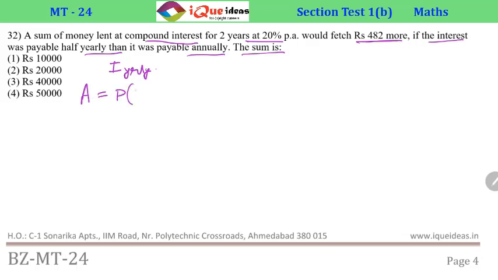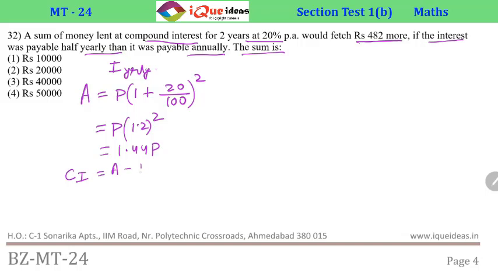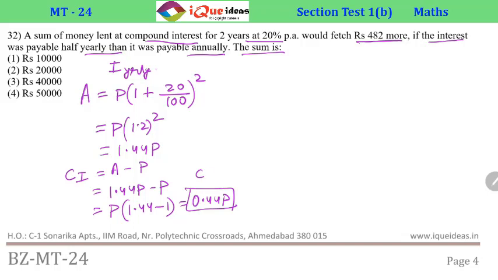Amount will be equal to P into 1 plus rate 20 divided by 100, to the power 2. So it is equal to P into 1.2 whole square. So it is 1.44P. So the compound interest in the first case will be equal to A minus P, that is 1.44P minus P. P common, 1.44 minus 1, that is 0.44P. This is the compound interest in the first case. Let's say CI1.